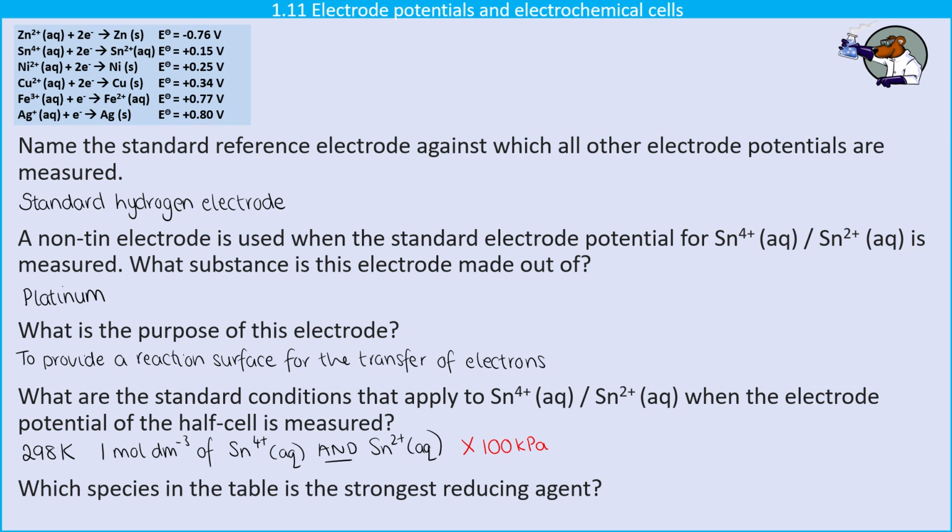And then finally, we're asked which species in the table is the strongest reducing agent. So remember, a reducing agent is being oxidized itself, so it is losing or donating electrons. So therefore, we're going to be looking at the right-hand side of the electrode table, and we're going to be looking for the most negative number. So here our answer is going to be zinc, and I'm going to write it as the symbol just to be very, very clear that I mean solid zinc. I don't mean the zinc 2+ ion.